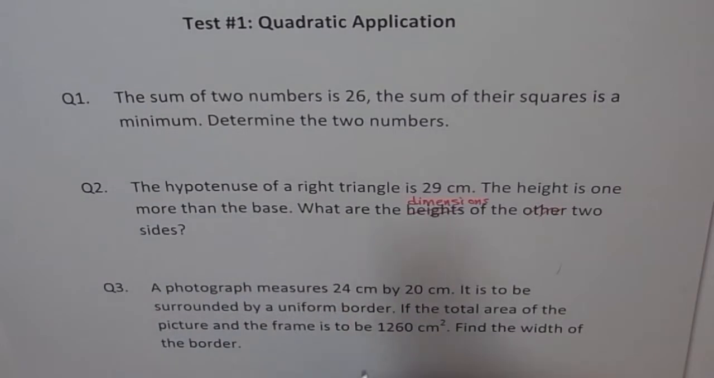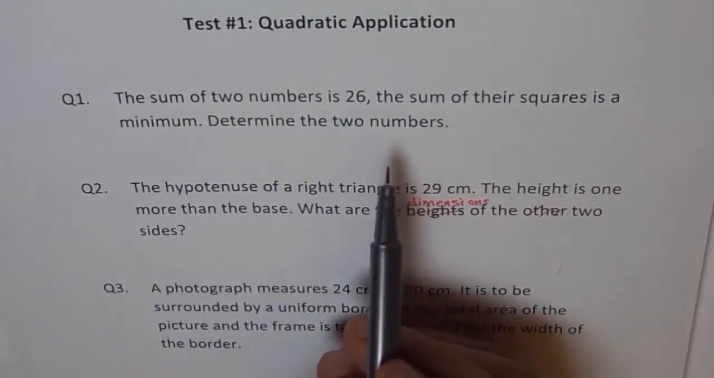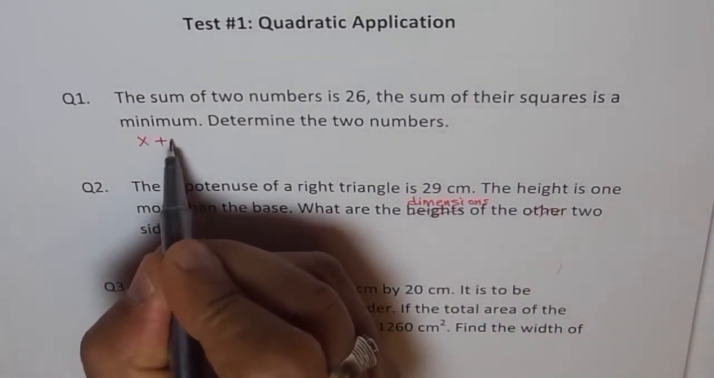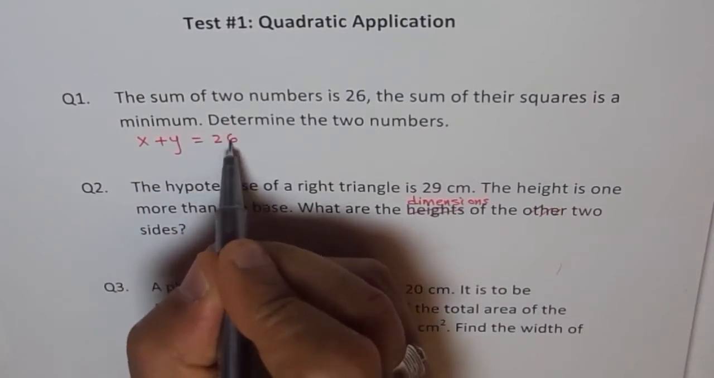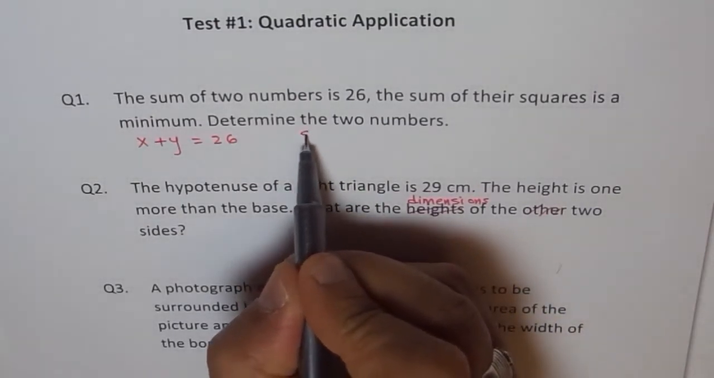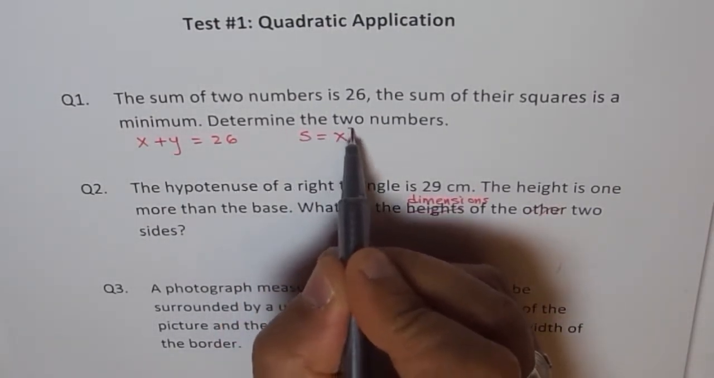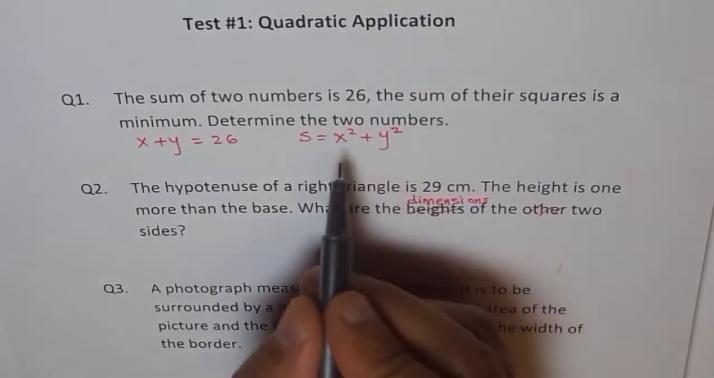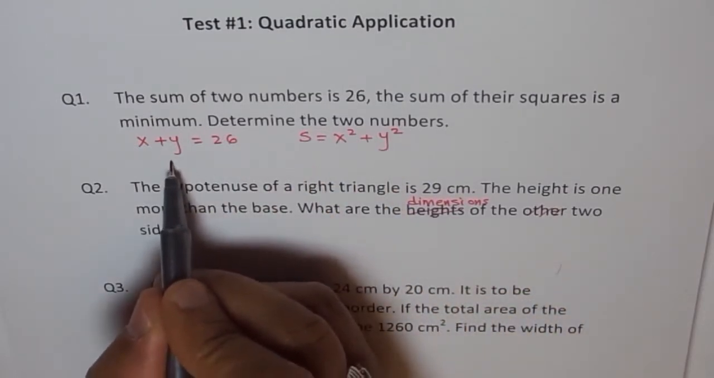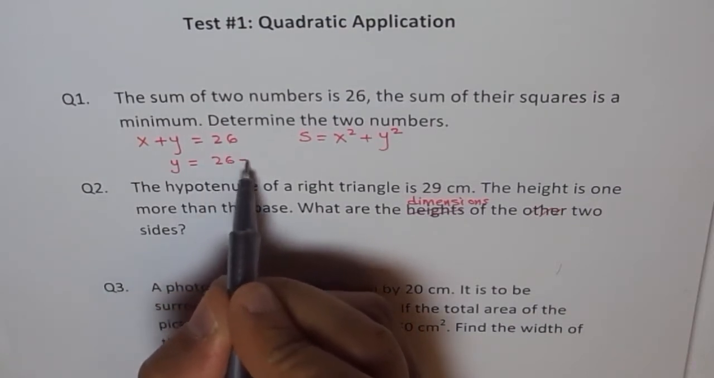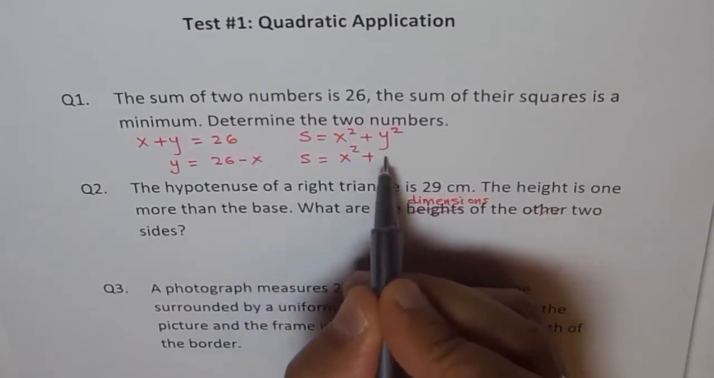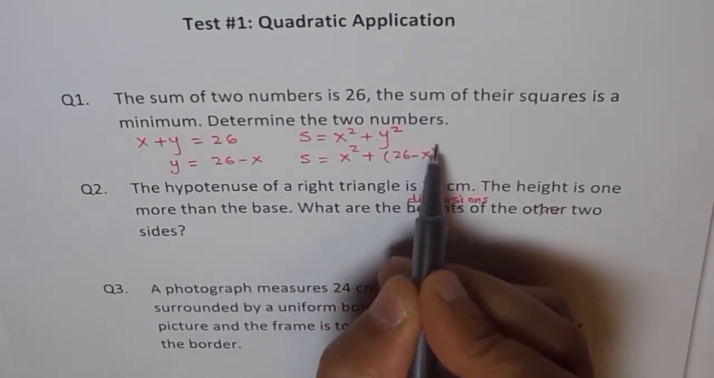So the first one, as I said, the sum of two numbers is 26. So the numbers could be x plus y, two numbers, equals 26. And they say sum of squares is minimum. So let's define a variable s, which is the sum of squares, which equals x square plus y square. Since there are two variables, it's always a good idea to write one in terms of the other. So y equals 26 minus x. We can put it here. So s equals x square plus 26 minus x whole square.